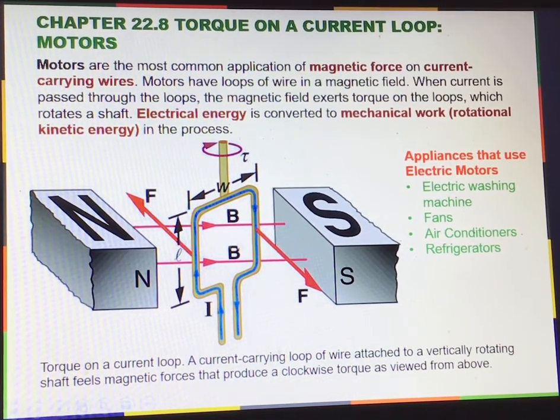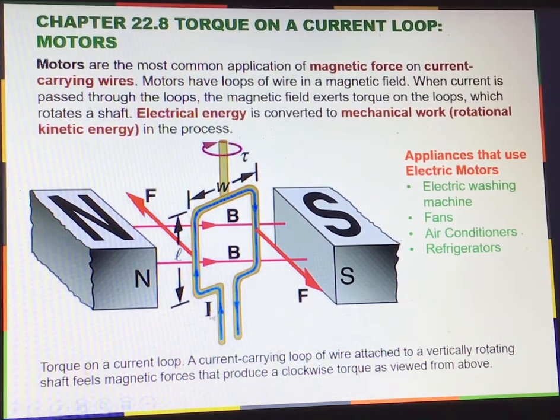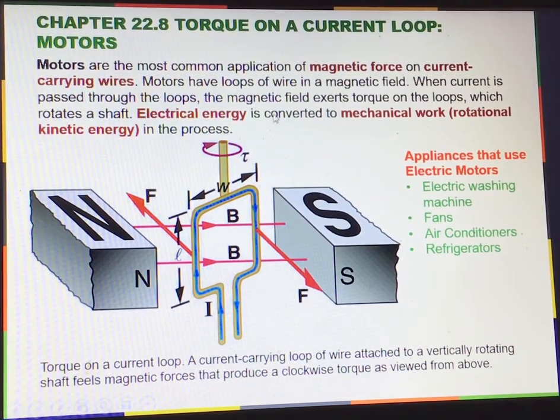Because you have two forces equal in magnitude, but the points of application of the two forces are not the same, these two forces are going to produce a torque that is going to cause this loop to rotate about this axis. So basically what is happening is that you're taking the electrical energy from the current, and this electrical energy is being converted to mechanical energy by means of the magnetic field.